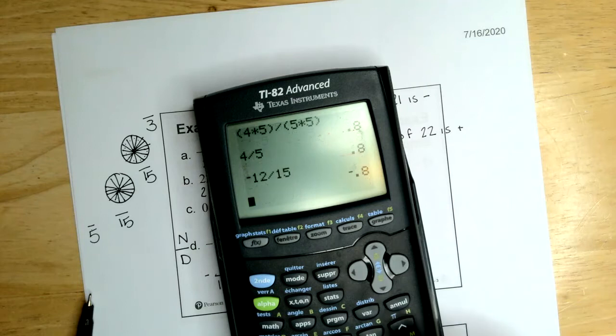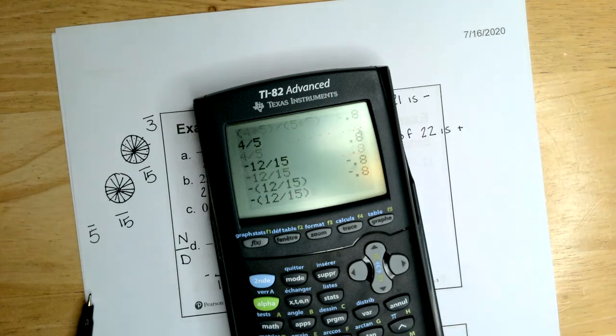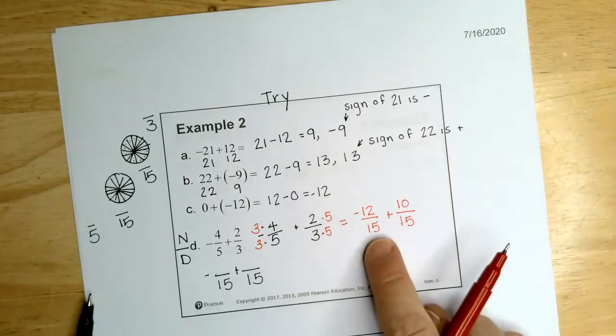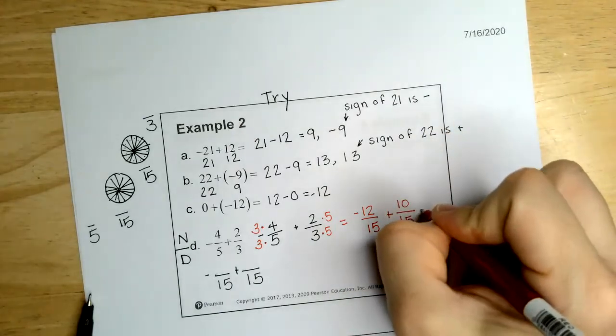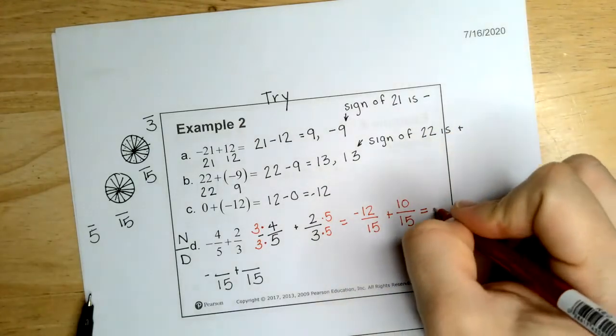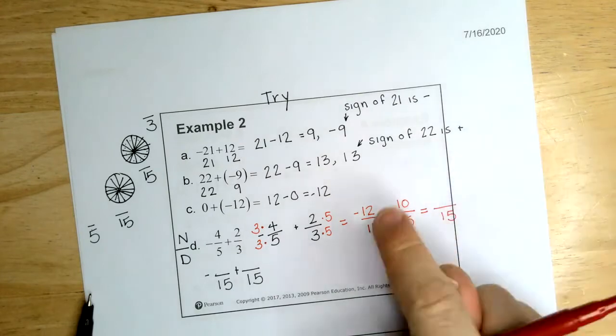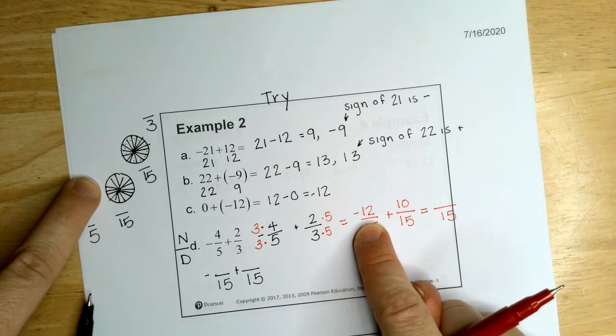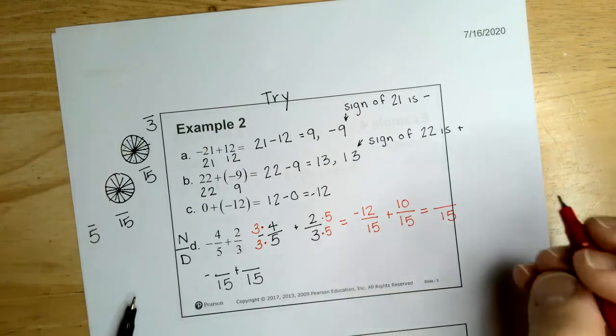-12/15 is the same as -12/15. So you can put it on the top or on the bottom or in the middle. All right, now that they are both over 15, we can add them, we can combine them. The bottom stays 15, and now I have -12 pieces here, and I have 10 pieces here.